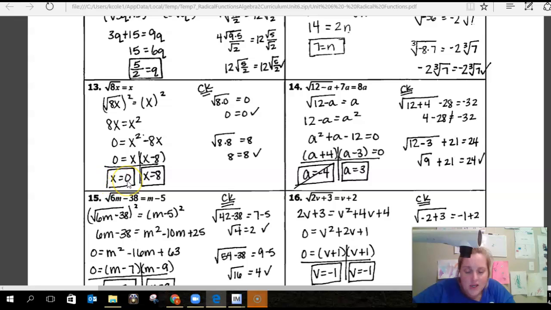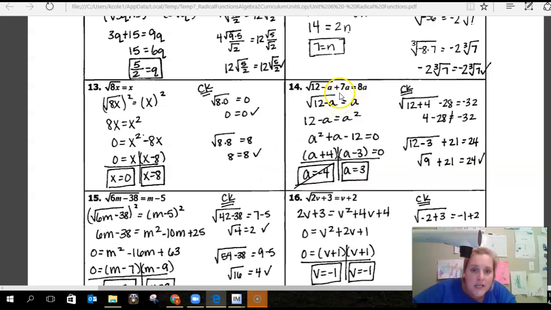So x equals 0 is one of our solutions. If you set this one equal to 0, it's going to be positive 8. So you have 2 solutions because it's quadratic, because you have an x squared. Then you need to check both. So you plug them in. That one checks. Plug this one in. That one checks. So you're good to go.